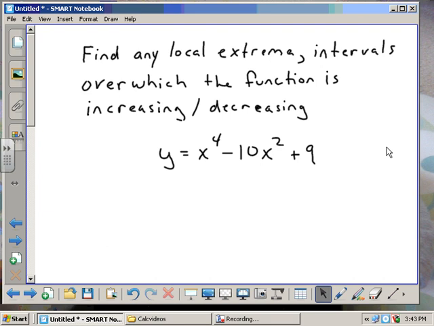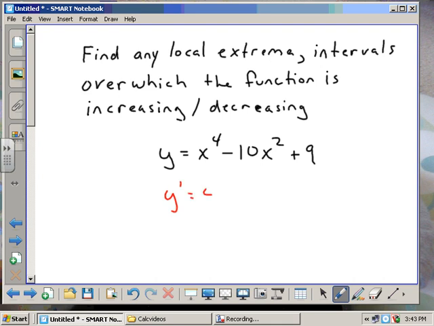In this situation, we want to find any local extrema, and intervals over which the function is increasing or decreasing. Here we have a polynomial function, y equals x to the fourth minus 10x squared plus 9. Let's begin by finding any critical points. We know critical points look for those horizontal tangents or possible values where the first derivative is undefined.